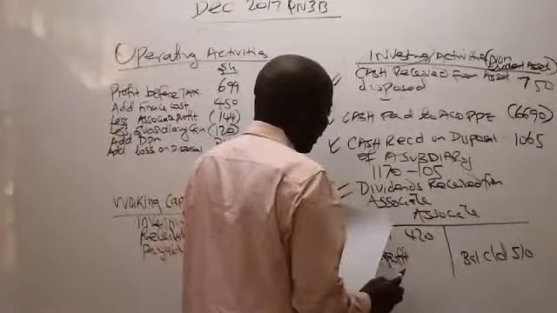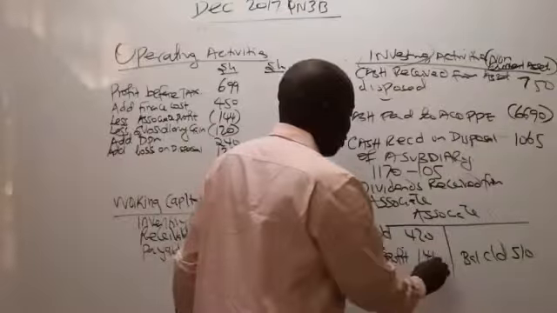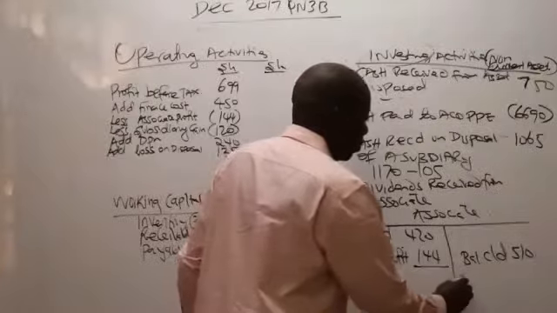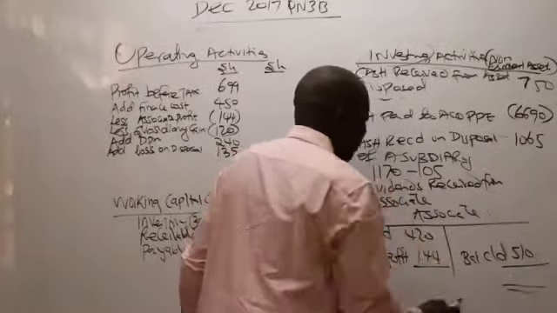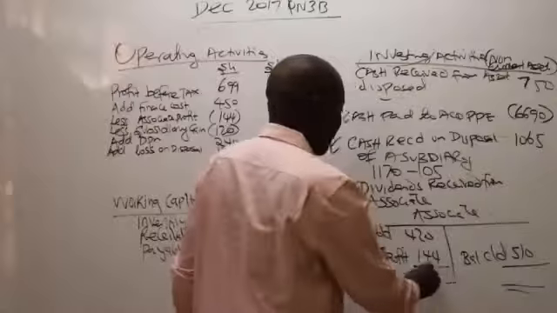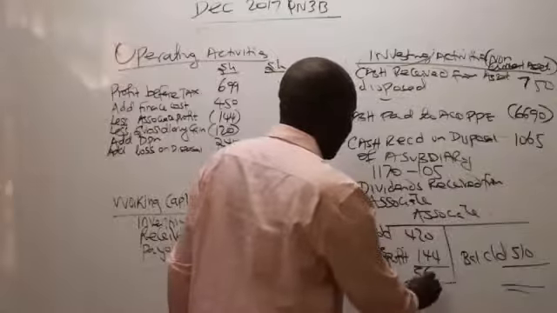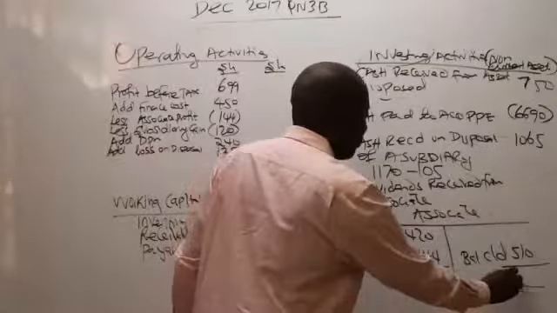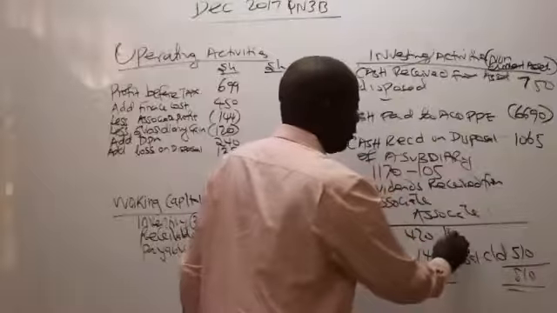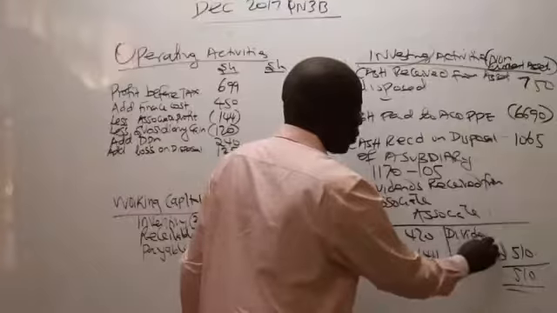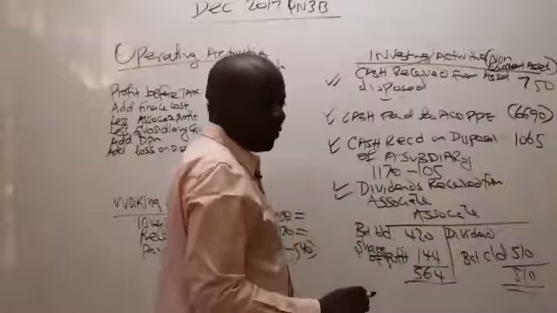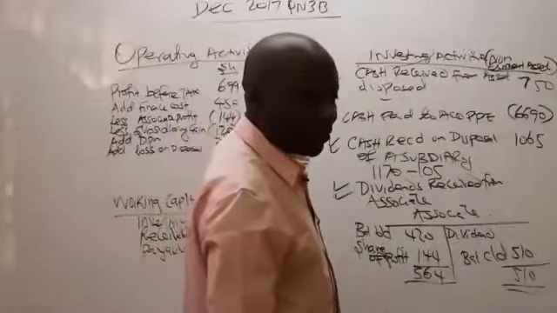So share of profit, I can see there is 144. When I add the two, ladies and gentlemen, I'll be able to see that this side is bigger. So this will be 564, and this is 510. Of course, the difference will be the dividend that this associate paid. So the dividend which was paid here is 54.